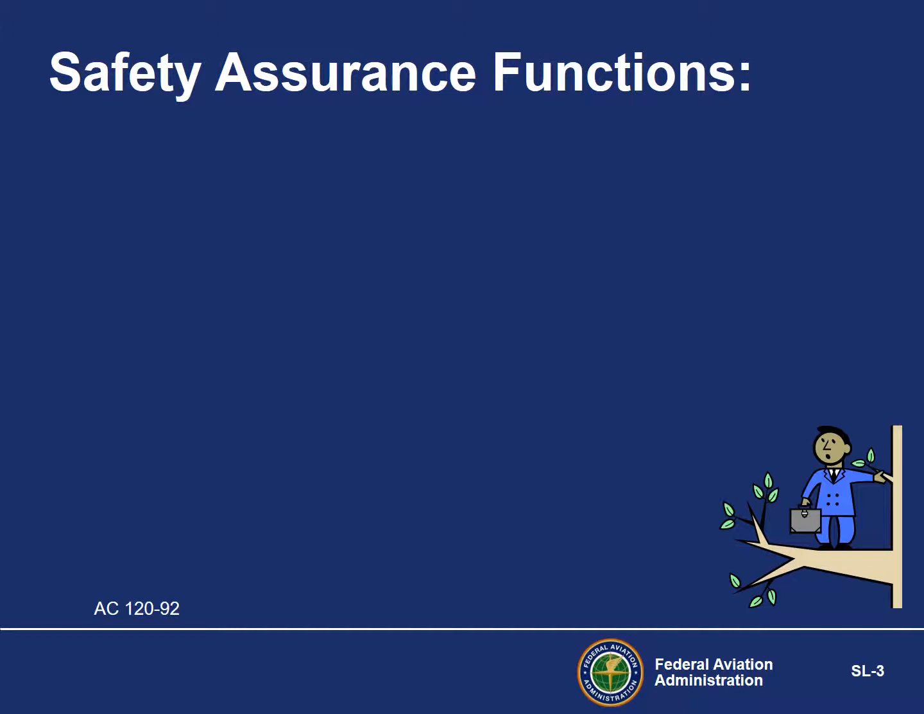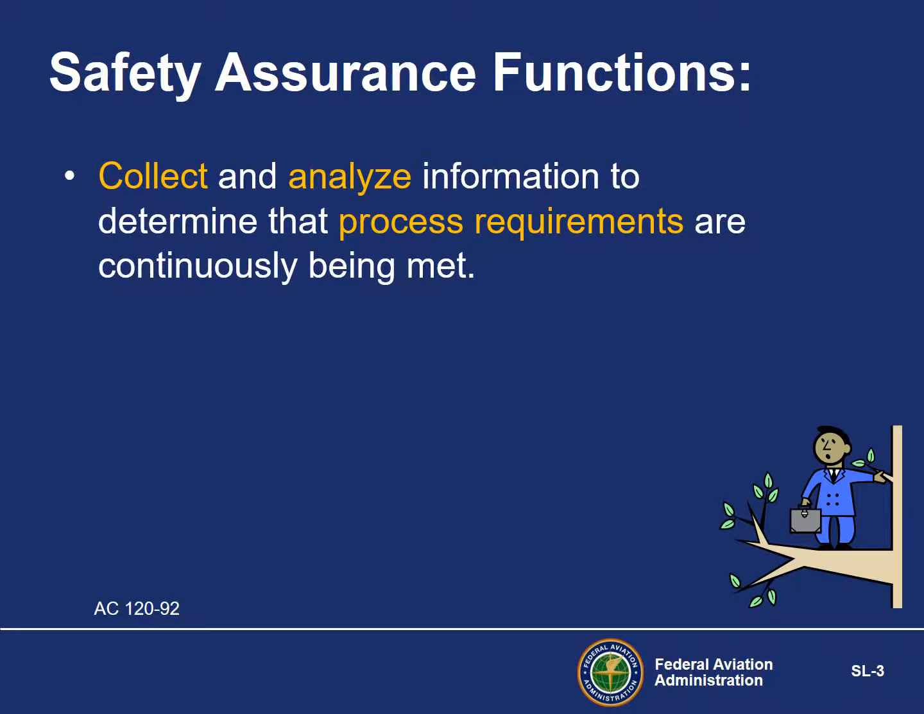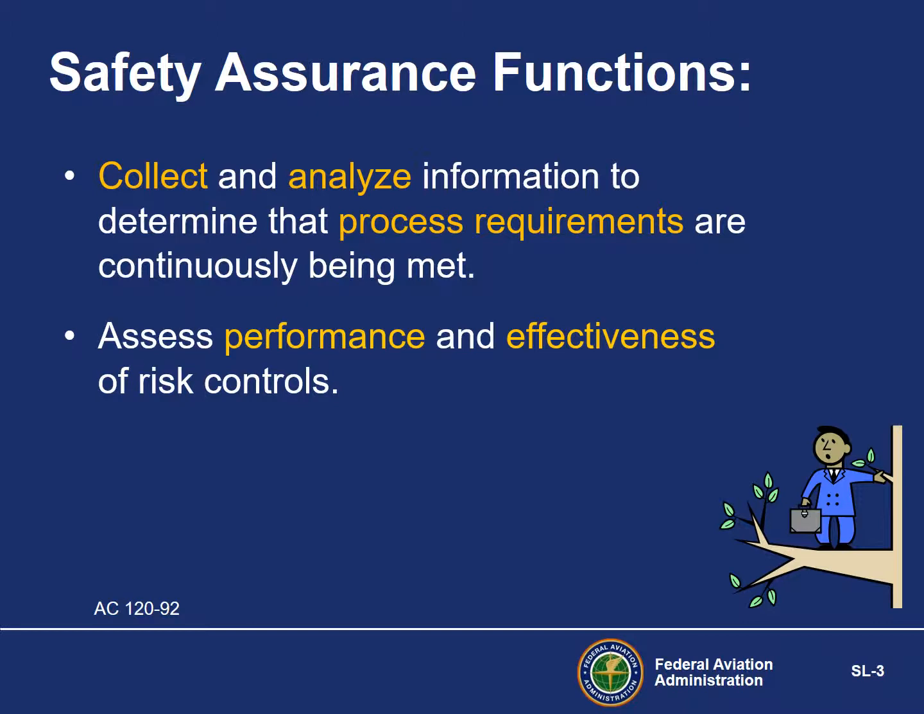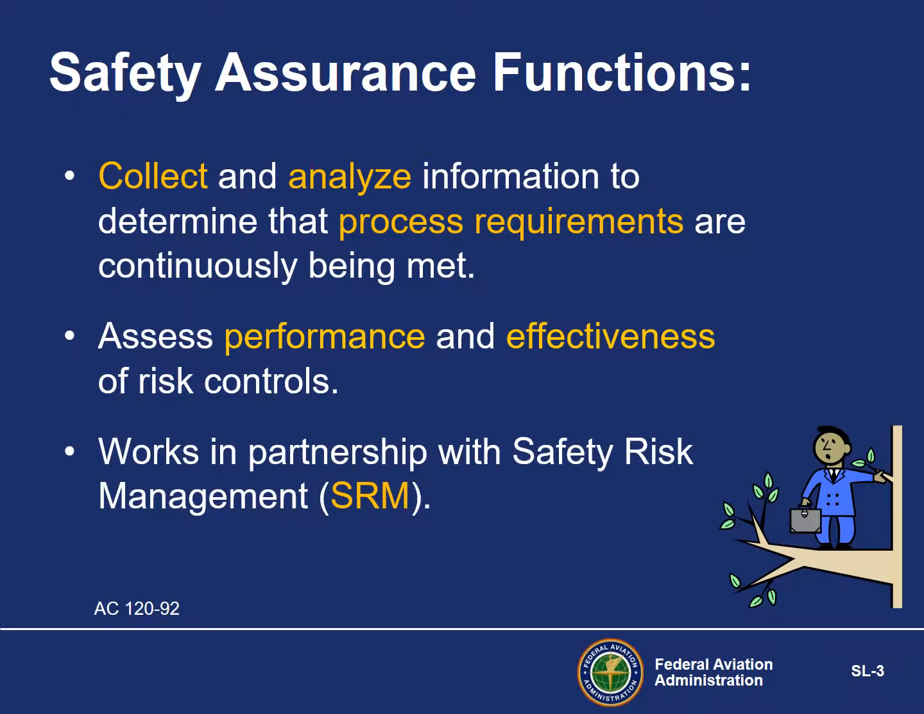Fundamentally, there are three safety assurance functions: collecting and analyzing information to determine that process requirements are continuously being met, assessing the performance and effectiveness of risk controls, and working hand in hand with safety risk management. Analyzing process requirements asks, how are we doing it? Assessing effectiveness asks, is it working as we intended?